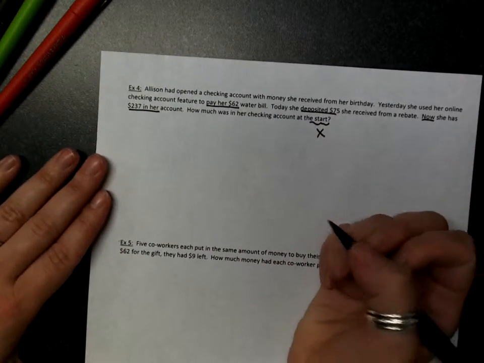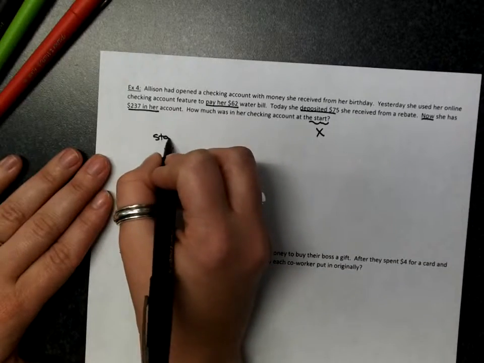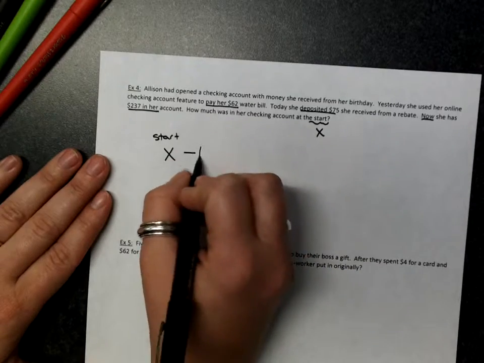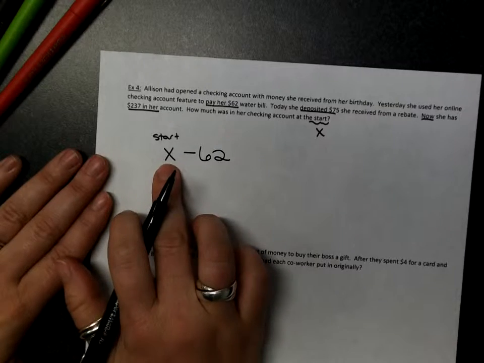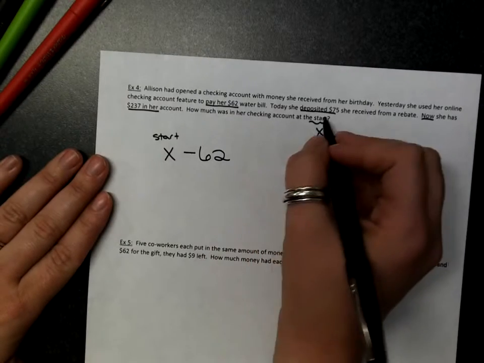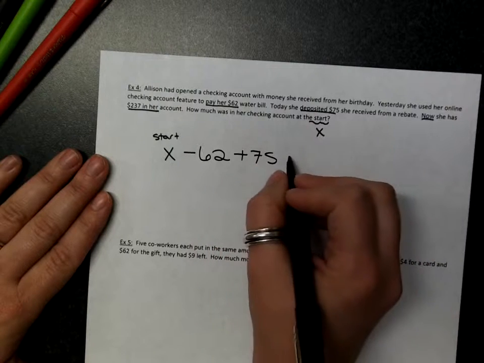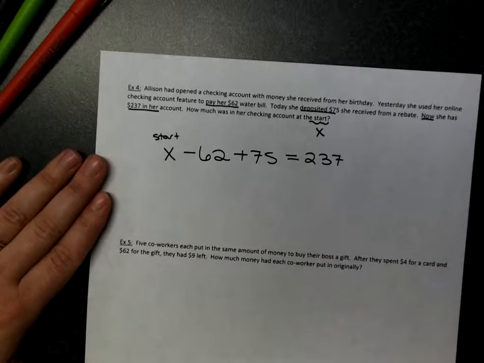This is how I set this up. She starts with some amount of money that I don't know how much that is. That's how much she started with. If she paid a bill, she lost $62 from whatever that starting amount is. Then she deposited $75. And now she has $237 in her account.